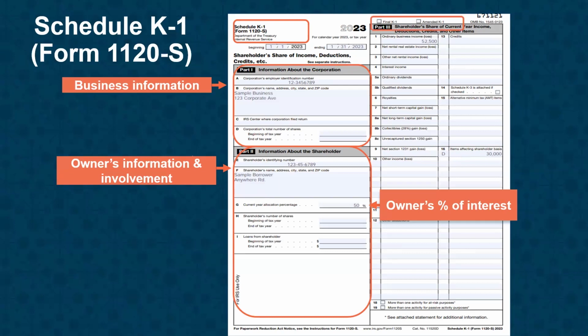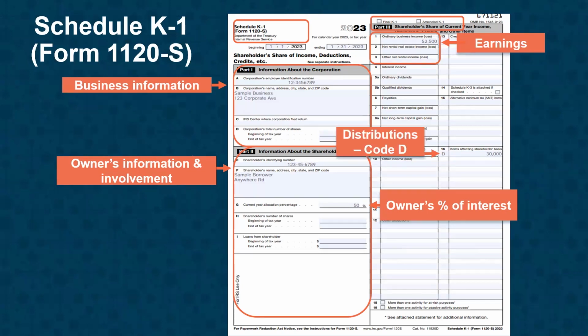Moving to the right-hand column, you once again see those two little boxes. Confirm that neither final or amended is checked. Earnings will be reported in Part 3. Distributions on Schedule K-1 Form 1120S will be found on line 16, coded as D as in dog.